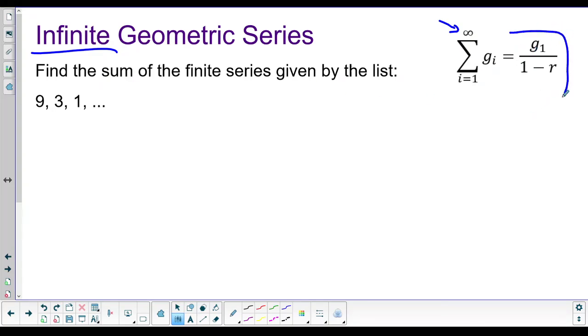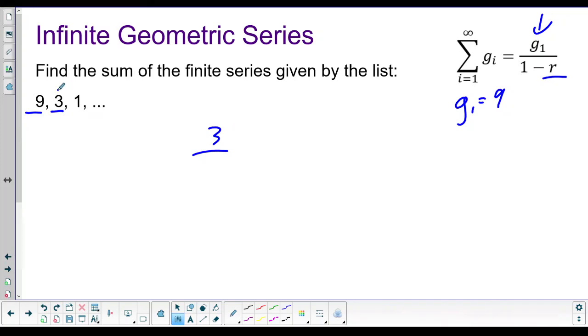Anyway, let's do the example. Look how easy this is. When you add an infinite number of things together, isn't it crazy how the formula gets easier? So all we need is the first number and then the thing we're multiplying by. So the first number obviously is 9. So G1 equals 9. And then here, what we're multiplying by, we're going to take any number, 3, and divide it by the number before, 9. That's 1/3. That's R. So we are multiplying by 1/3 or dividing by 3 each time.